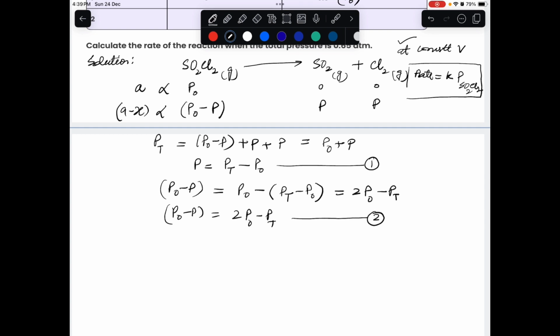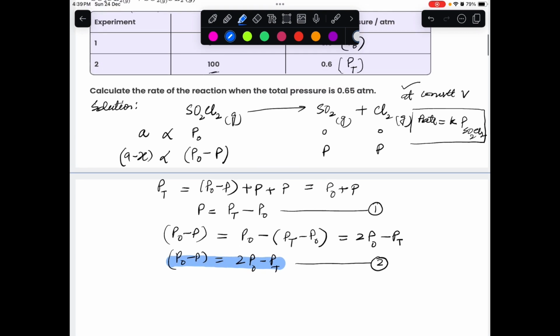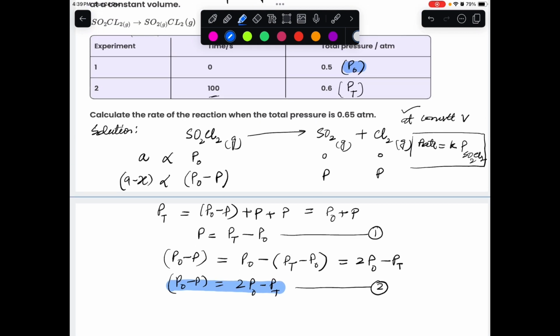Now here what we have obtained, we have obtained the value of P naught minus P in terms of known parameters. What are the known parameters to us? We know P naught and we know P total.